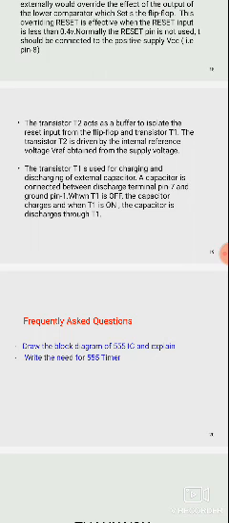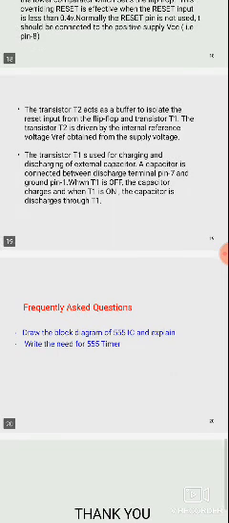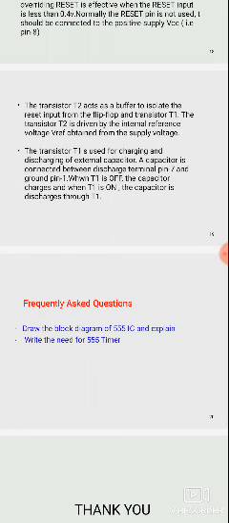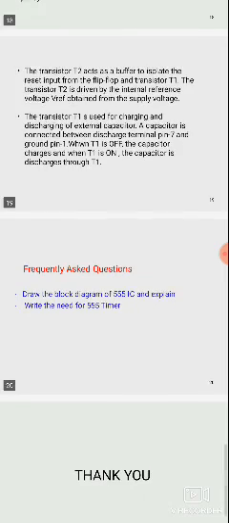So transistor T2 acts as a buffer and isolates the flip-flop from T1, and it is driven by the internal reference, with V reference obtained from the supply voltage. Transistor T1 is used for charging and discharging purposes. The capacitor is connected across pin 7. When T1 is off, the capacitor charges, and when T1 is on, the capacitor discharges through T1.